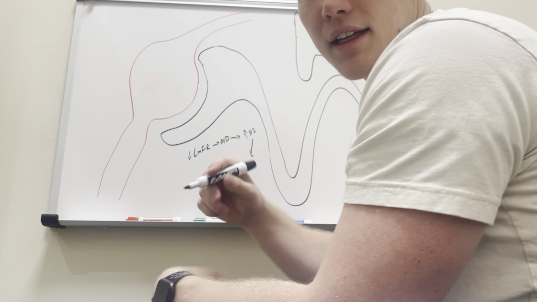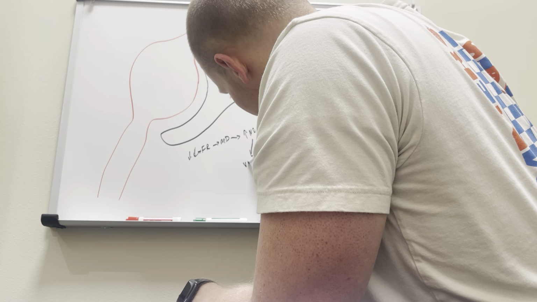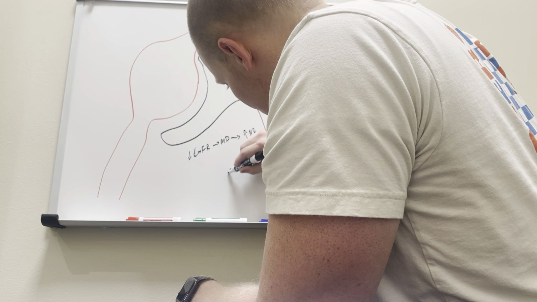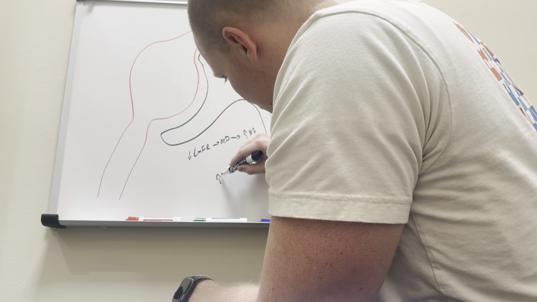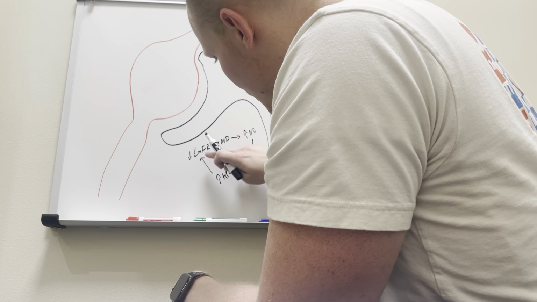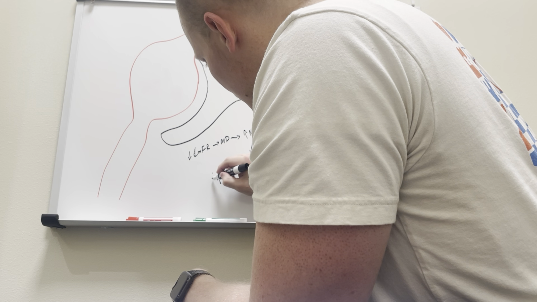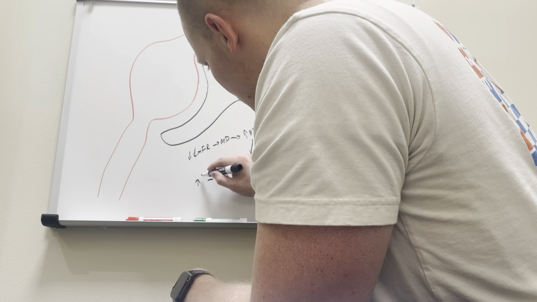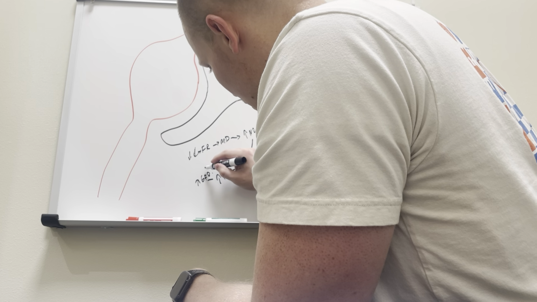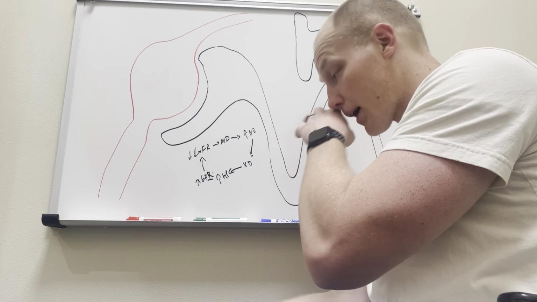So that in turn causes vasodilation, VD, which is an increase in hydrostatic pressure, which would lead to an increase in GFR to compensate for that. So this is a negative feedback loop.